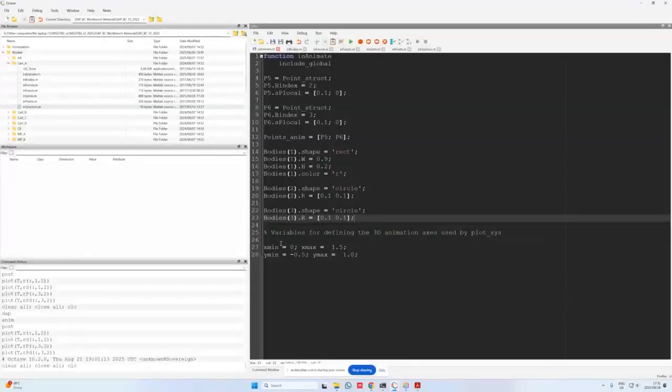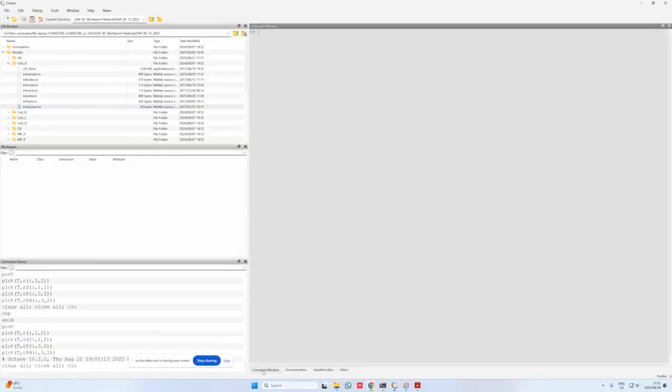And once this is done, we can then also go and define our variables pertaining to the actual animation plane itself. So the X and Y bounds that we specify over there. The X bound will be from 0 to 1.5 meters, and the Y will be from minus 0.5 to 1 meter. Once we're happy with all of that, we can then move over to our command window and we can start looking at the results.